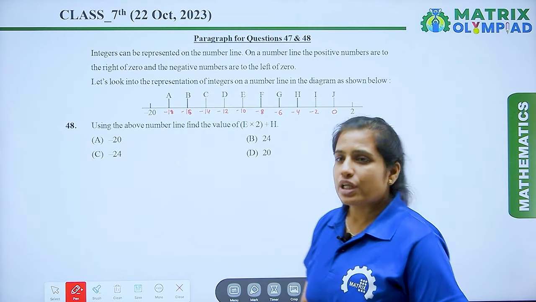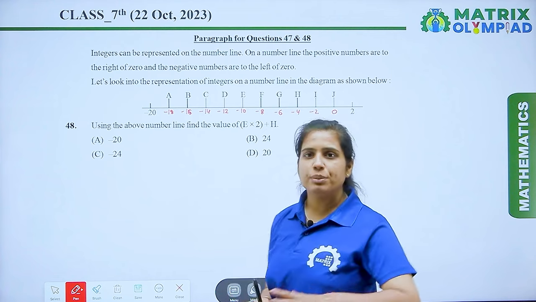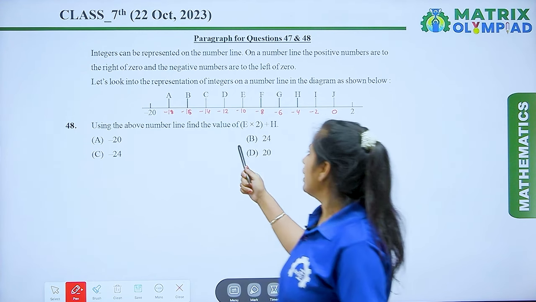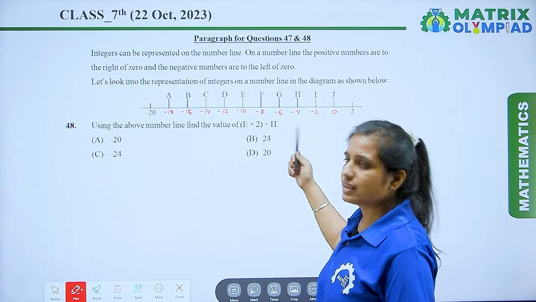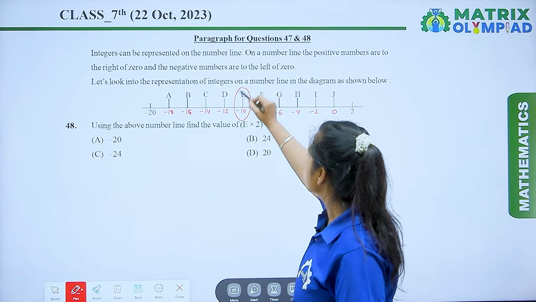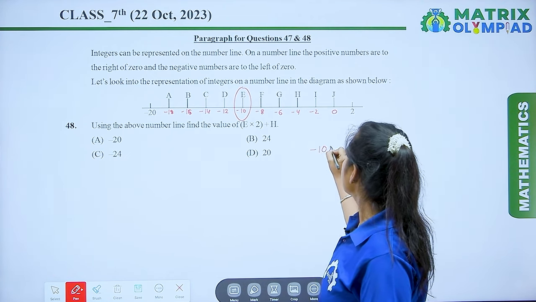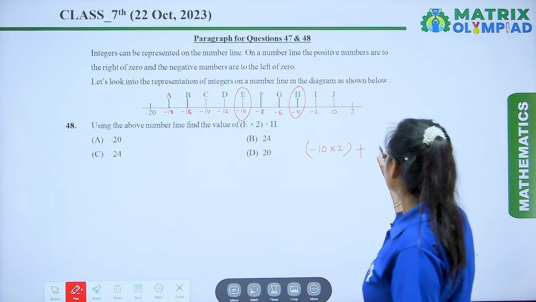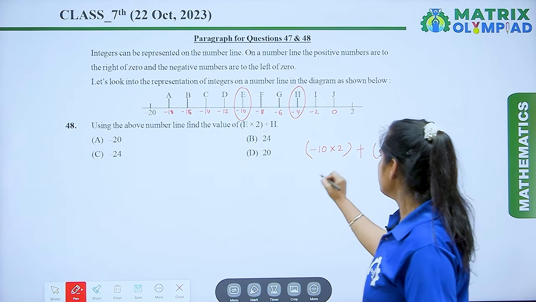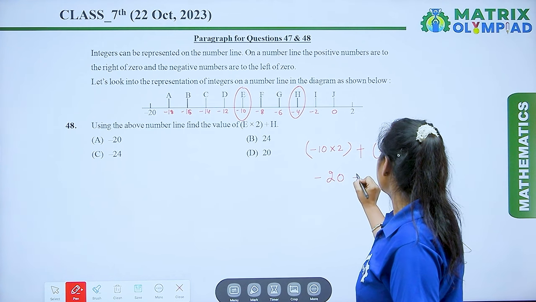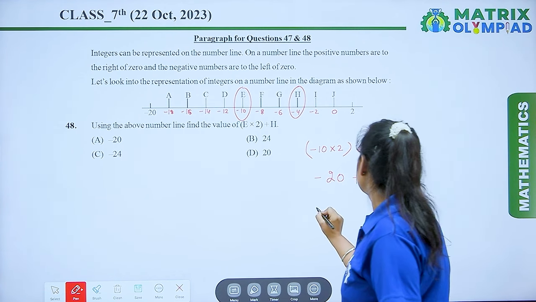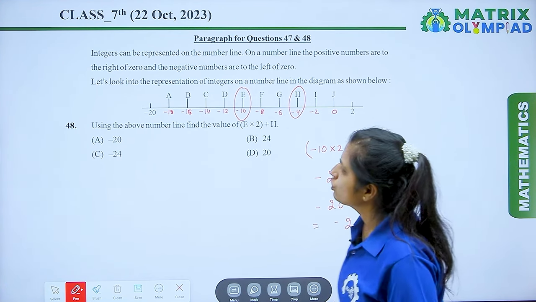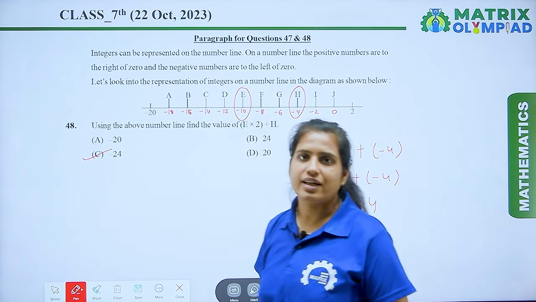Now the next question is question number 48. Now we have to use the previous information only and find out the value of E multiplied by 2 plus H. So here the value of E is minus 10. Minus 10 multiplied by 2 plus the value of H, which is minus 4. So here we have negative 20 plus minus 4. So minus 20 minus 4 is equal to minus 24. So here option C is the correct answer.